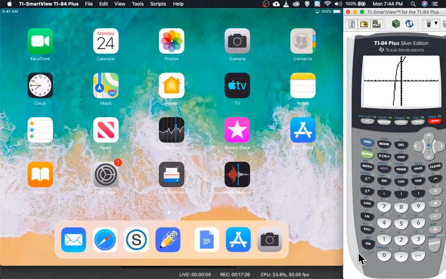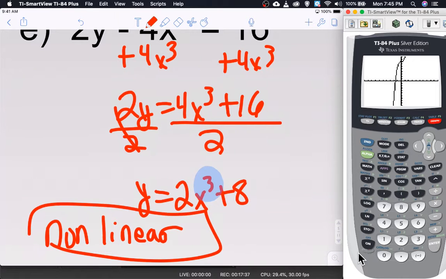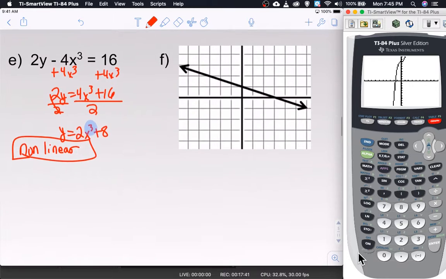So we go back over to Notability. That makes this 100% guaranteed nonlinear. If there's an exponent on a variable, it is nonlinear.